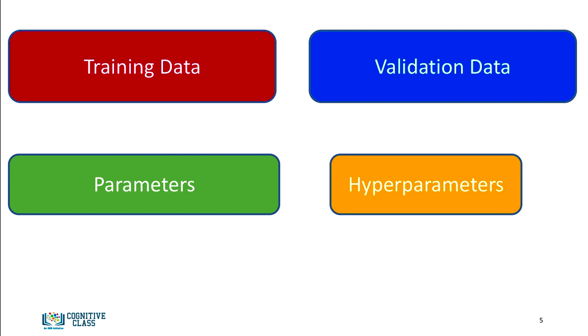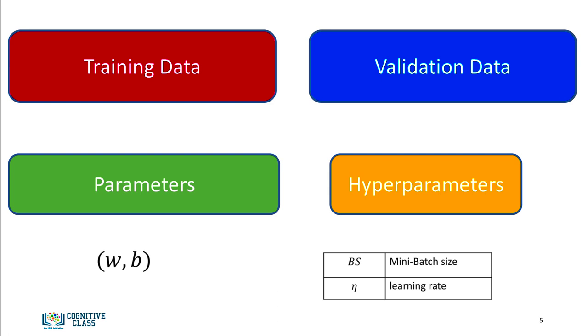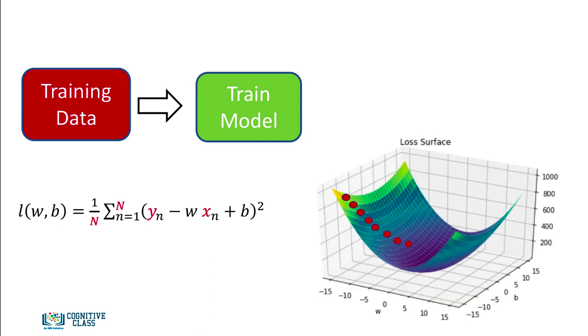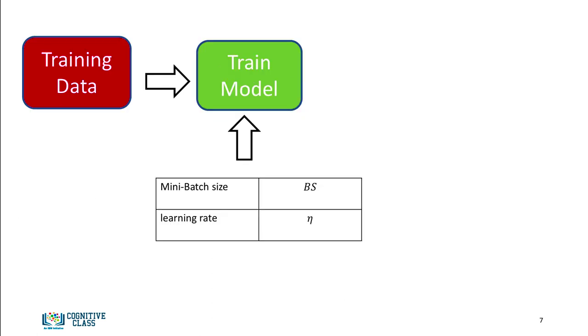We use the training data to obtain model parameters, for example, our slope and bias. We use validation data to obtain hyperparameters, such as mini-batch size and learning rate. Our training data is used to minimize a total loss or cost function explicitly. Our model also depends on hyperparameters such as mini-batch size and learning rate.